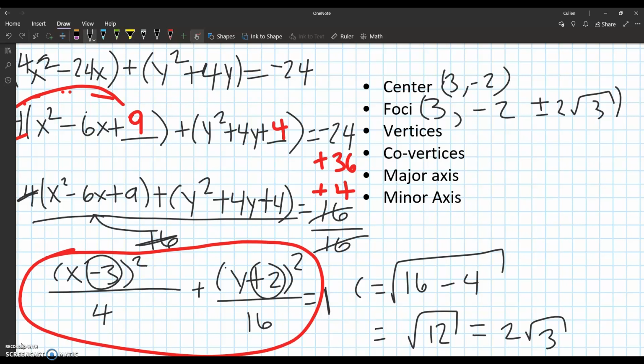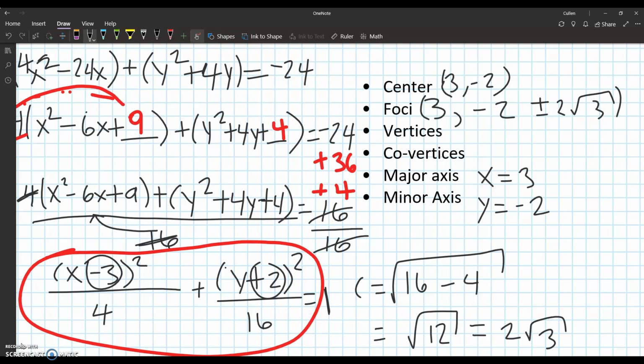And then our vertices are going to be up and down from our center, because that's where our major axis is going to be. Let's go ahead and write our major and minor axis. So our major axis is going to be the vertical line that goes through the center, x equals that x coordinate, 3. And our minor axis is going to be the smaller one, which is actually side to side, and that's a y equals line. It is horizontal at -2, because that's the coordinate for the center.